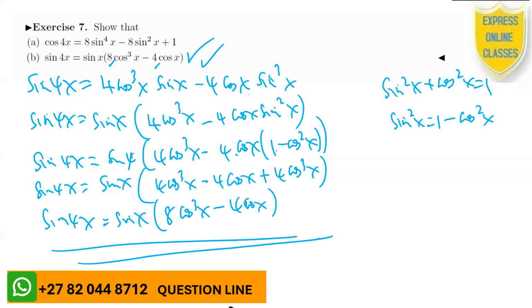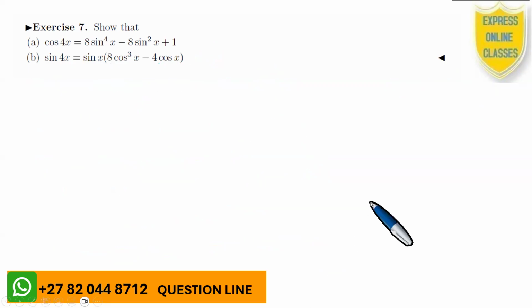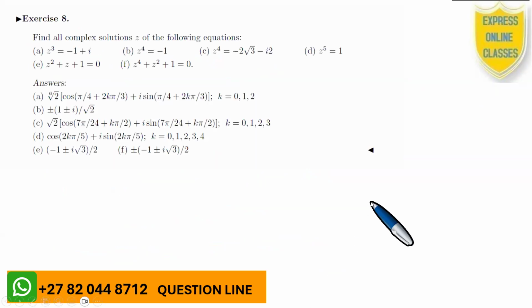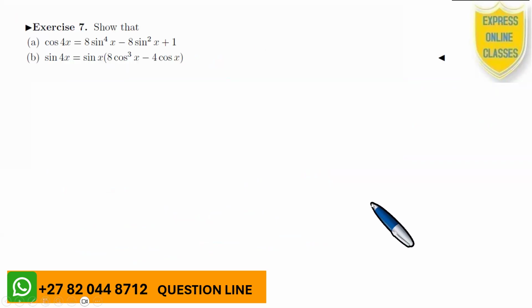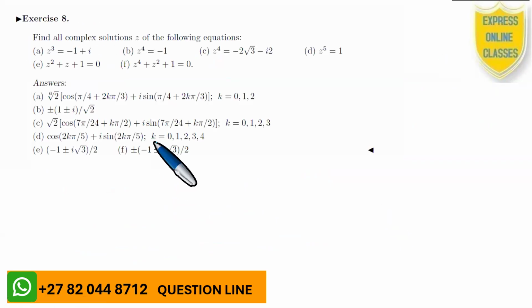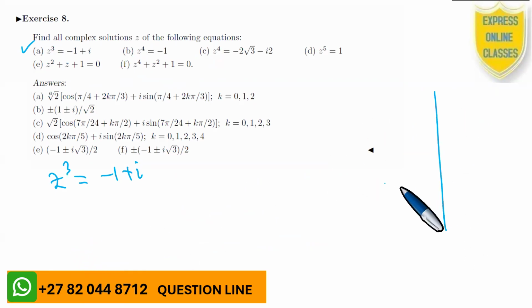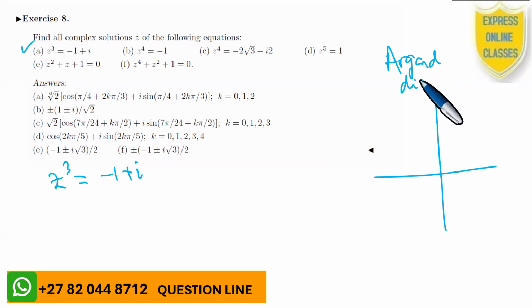Exercise 7. Then we're going to do exercise 8 now. Let's check exercise 8. Exercise 8 is about the roots. So let us deal with the roots. Find all complex solutions of the following equations. Now, in A, we have, for example, z cubed is minus 1 plus i. So you must do this with minus 1 plus i. You first do the Argand diagram here. X is minus 1 and y is i. You are here.